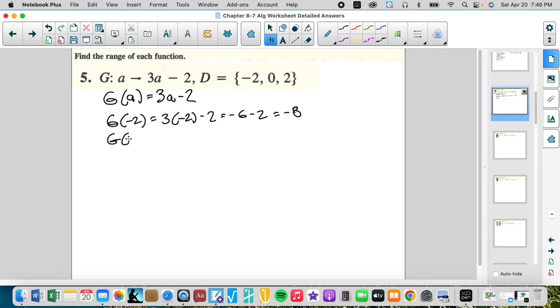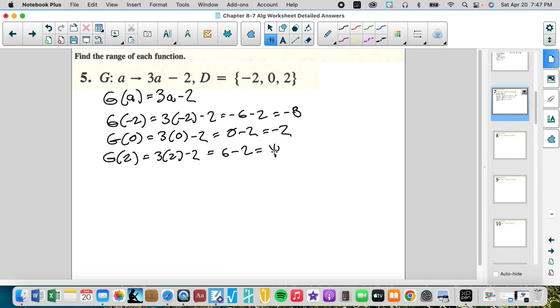G of 0 equals 3 times 0 minus 2, which equals 0 minus 2, which equals negative 2. We have G of 2 equals 3 times 2 minus 2, which is 6 minus 2, which equals 4. So my range equals negative 8, negative 2, 4. Another way of notating it. Not a bad technique.